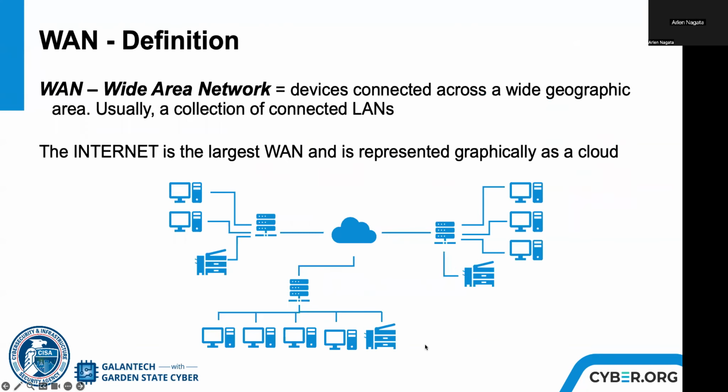And then you've got a wide area network, usually across a wide geographic area. This is the internet, basically, where you've got different local networks that are connected together.